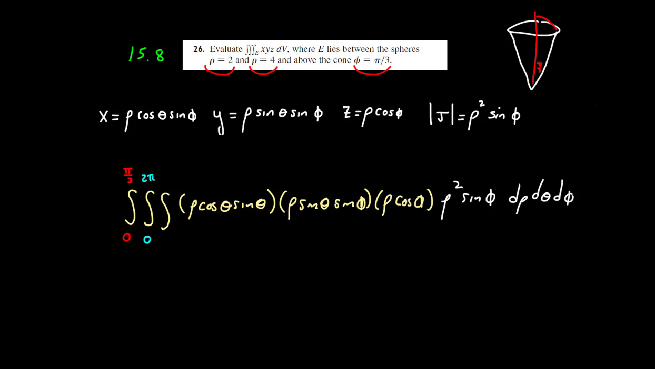And then rho is going to go from rho equals 2 to rho equals 4. So imagine cutting out a sphere bottom to this and then a sphere top. What does that look like? It kind of looks like this, except it wraps all the way around, something of that nature.